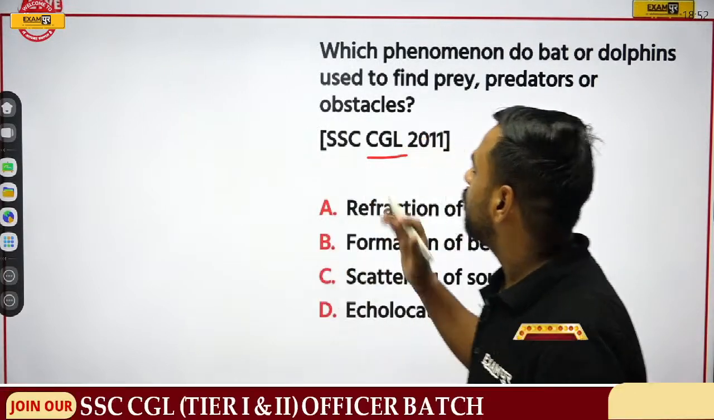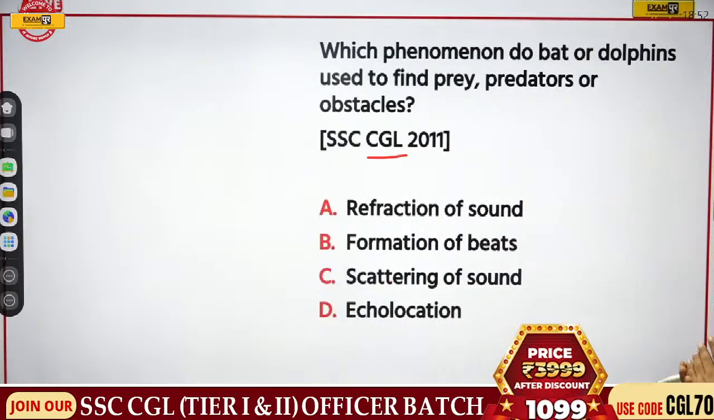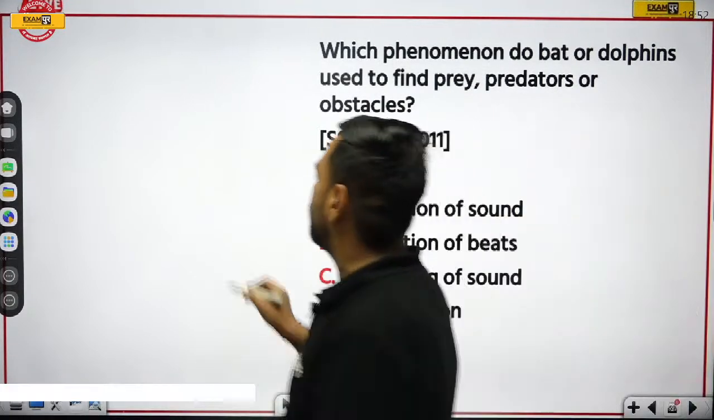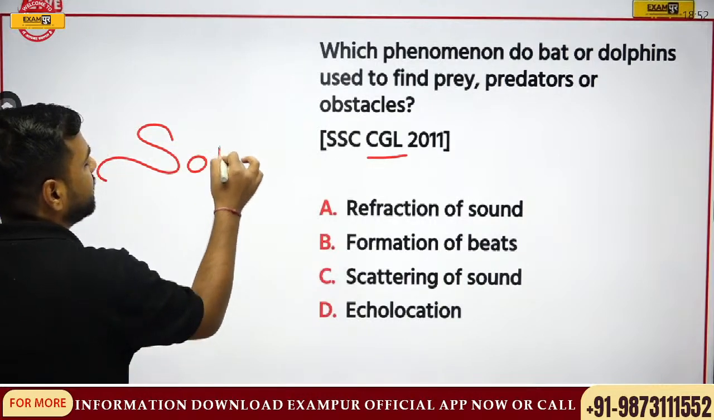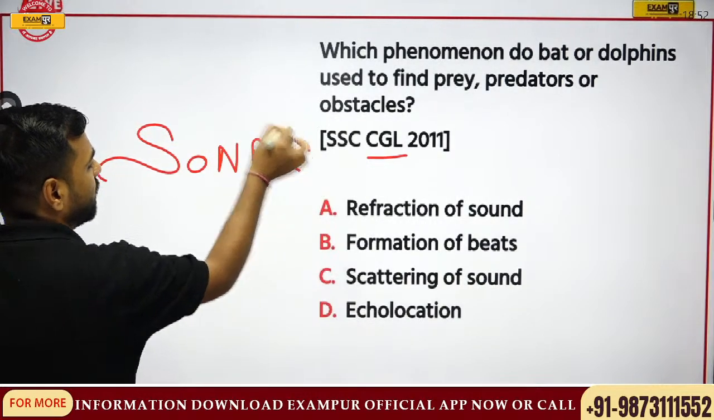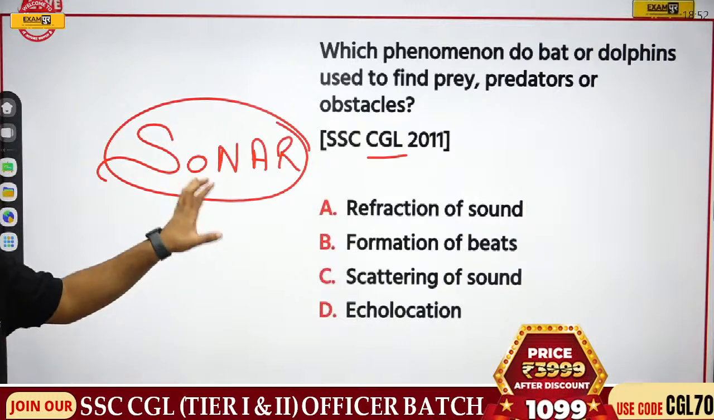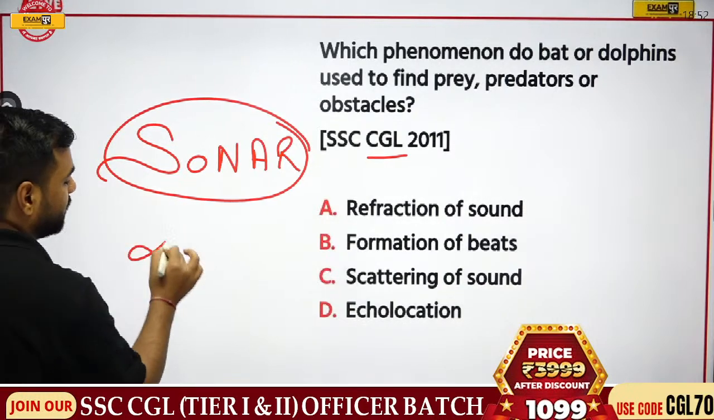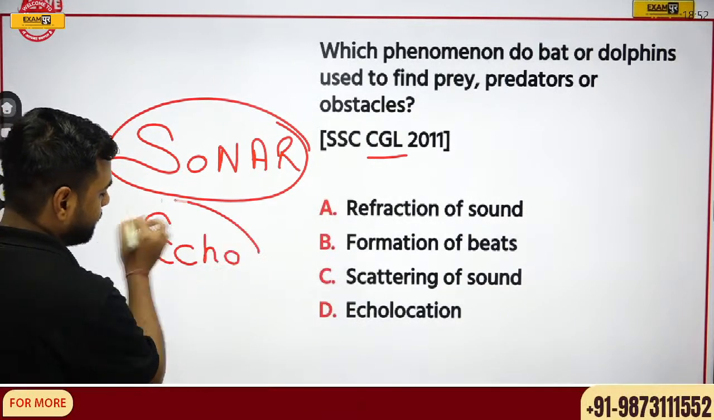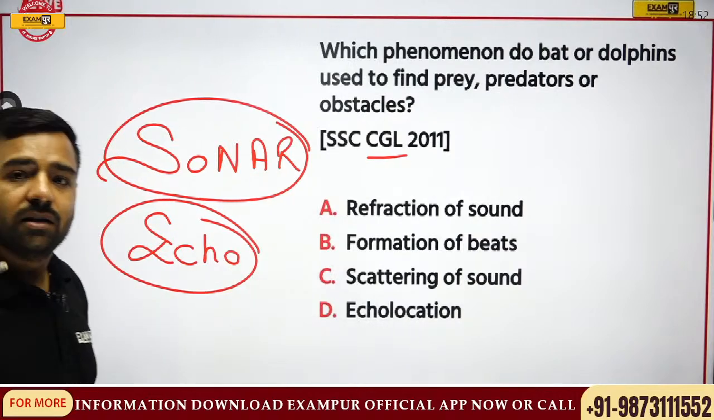If I talk about the phenomenon which is used by bats or dolphins, you remember I told you one of the things, that is sound navigation and ranging. That is sonar. Remember that? So yes, this was the concept of echo. We have discussed that part.